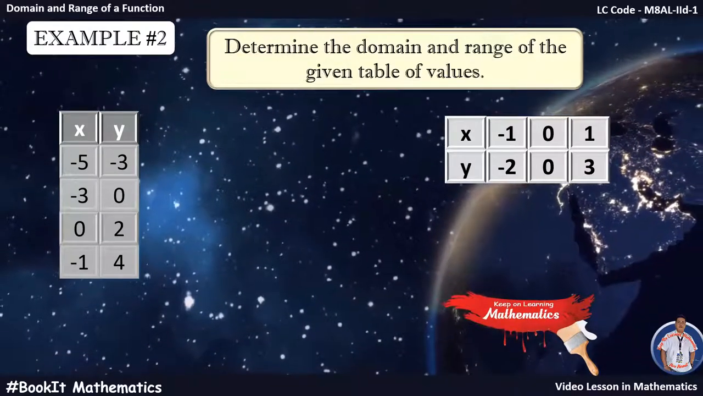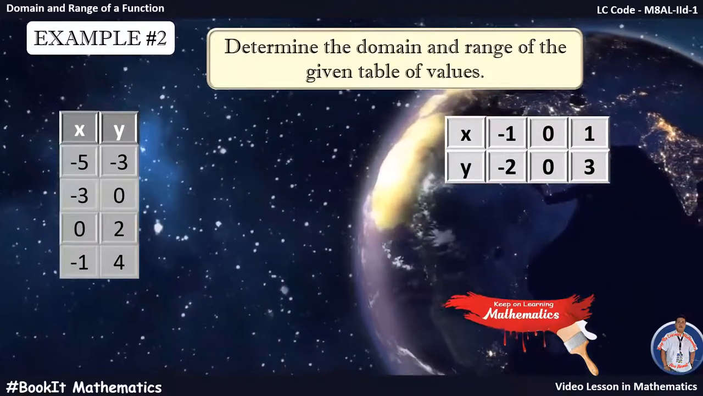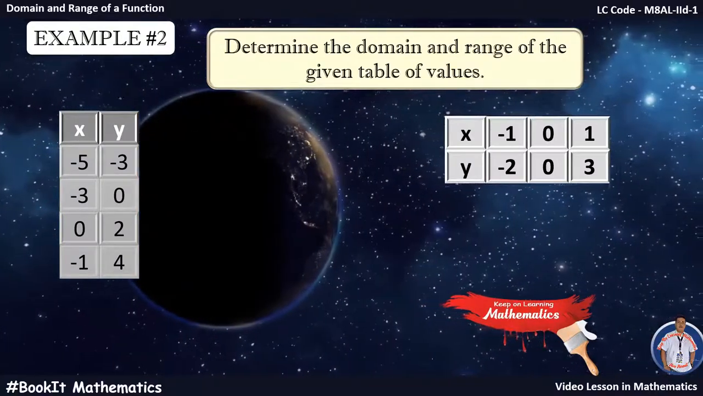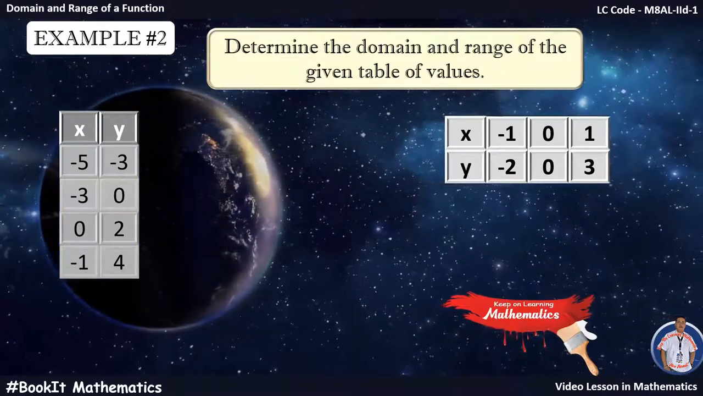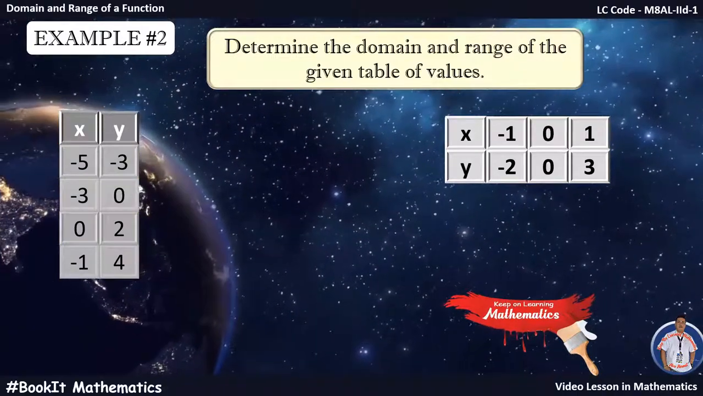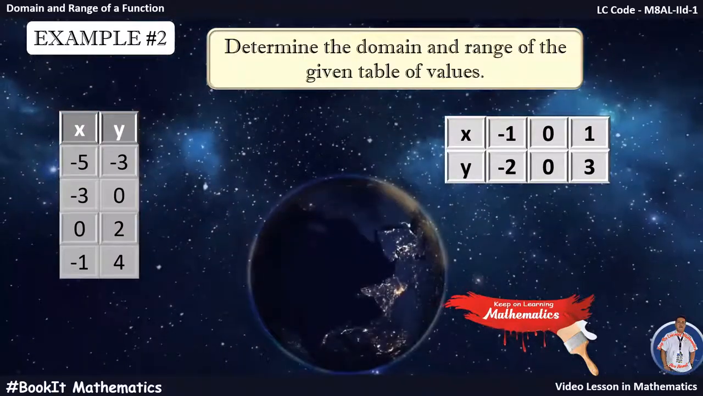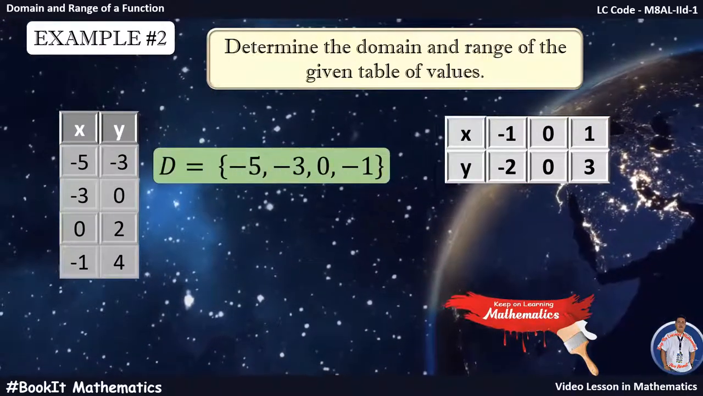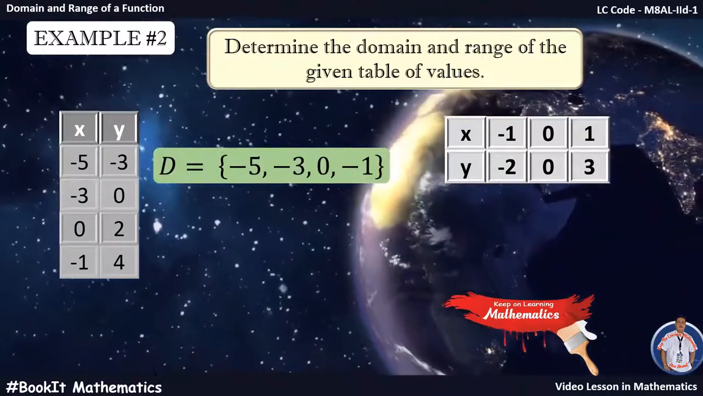For our second example, let's compare our answers. So, determine the domain and range of the given table of values. For our first table of values, we have, for our domain, we have learned earlier that in finding the domain and range for a table of values, let's just look at the elements in the columns of the table. The first column on the left side is for the values of x, and that would be our domain. So in this case, the values for our domain are negative 5, negative 3, 0, and negative 1.